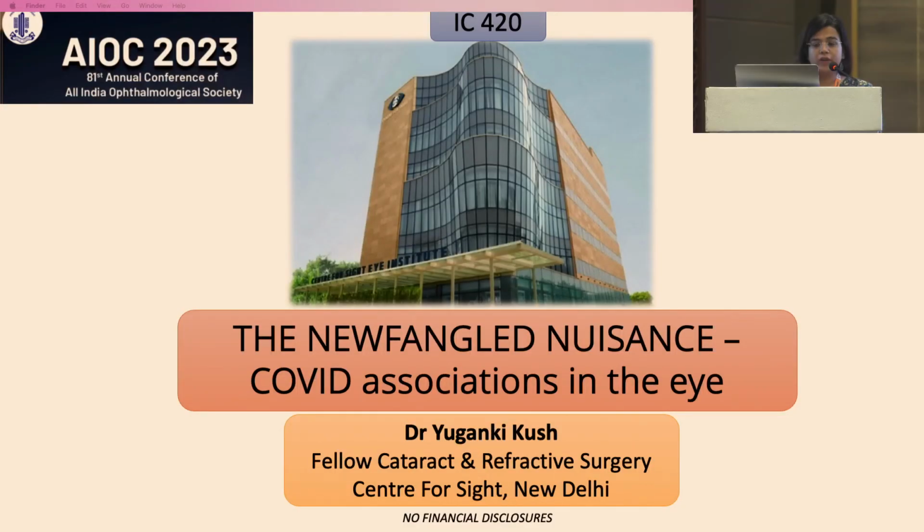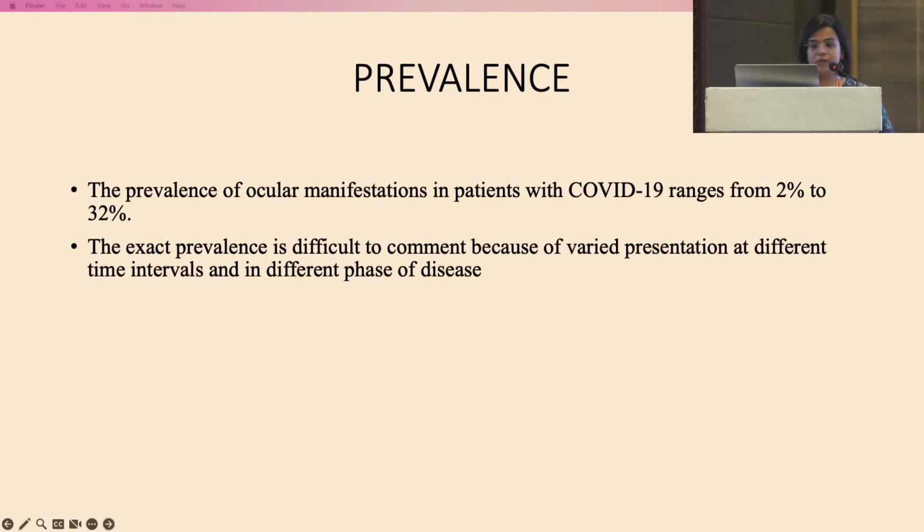Good morning, everyone. I hope after living 2 years in COVID, we are all very well aware about the COVID manifestations of the eye. I would just like to touch on the topic. The prevalence of the ocular manifestations in patients of COVID-19 ranges from 2% to 32%. The variation in the prevalence is because the exact prevalence cannot be commented upon because of the varied presentation at different time intervals and in different phases of the disease.